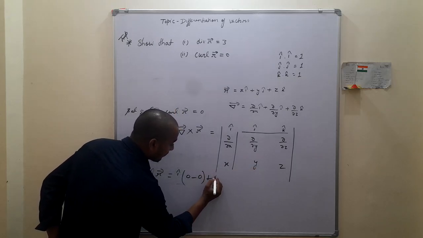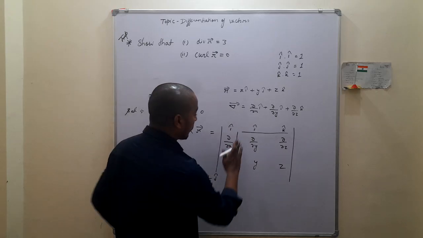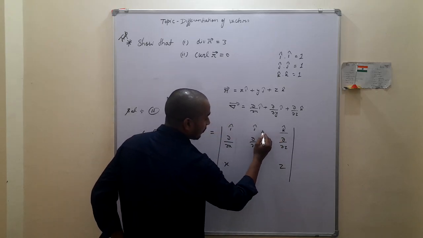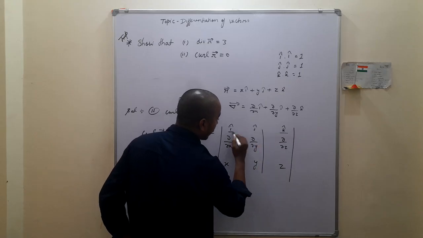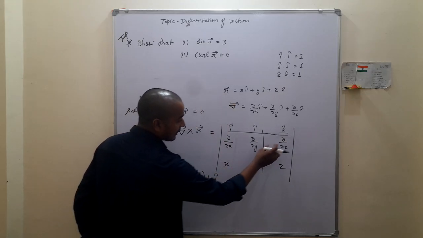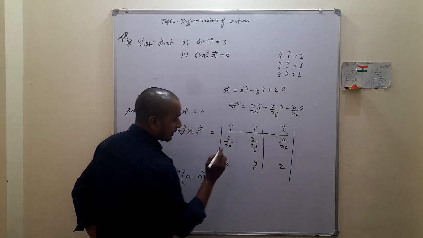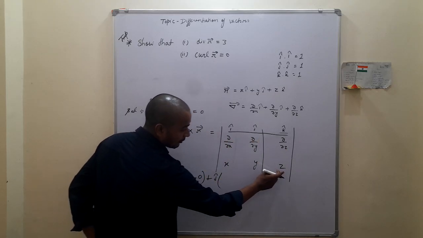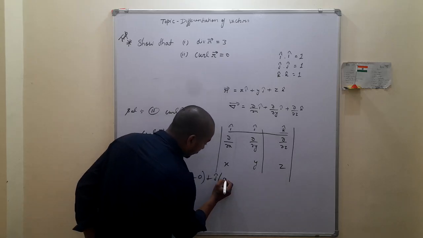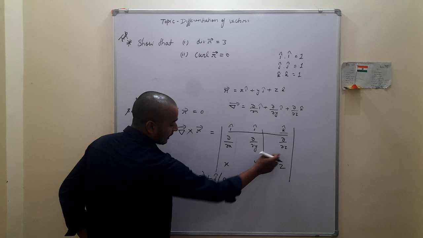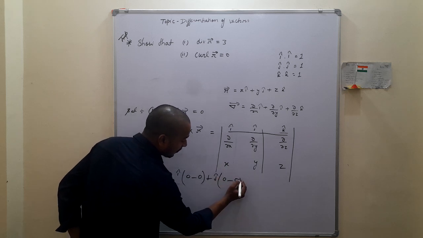For j cap, similarly, when we take the operation with j cap, we suppose this row is eliminated, and we take the operation between del upon del x with x and del upon del z with z. So we write del upon del x differentiating with respect to z, we get 0. Similarly, del upon del z differentiating with respect to x, we get also 0.